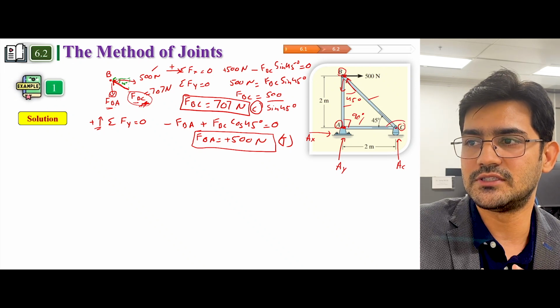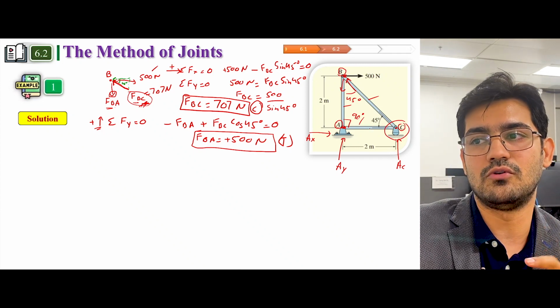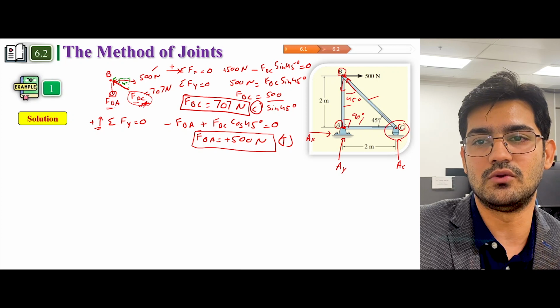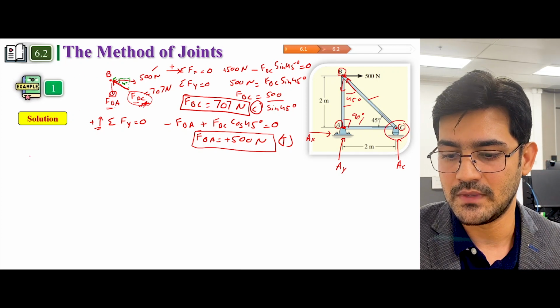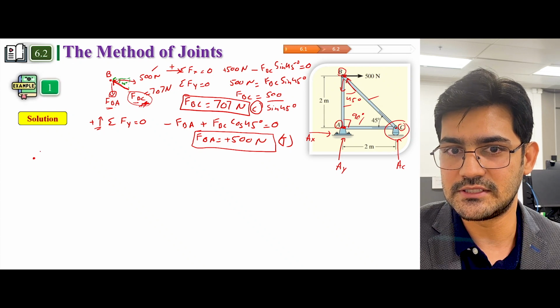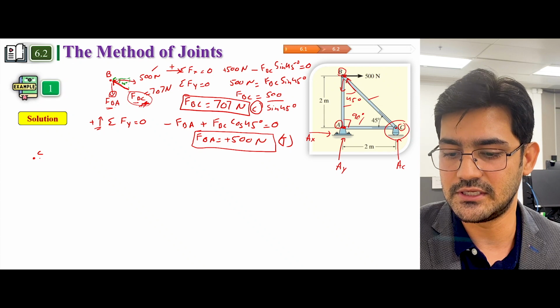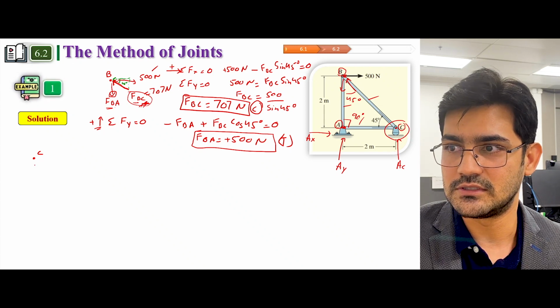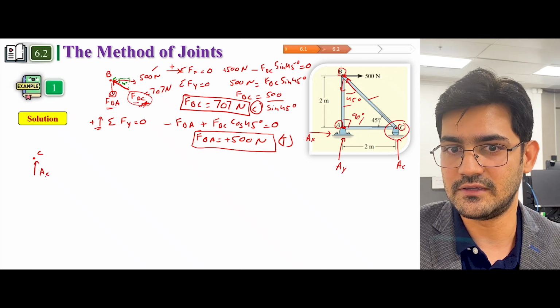To me, joint C looks a bit easier because here you only have one unknown, but if you go to joint A, you will have two unknowns. So let's just try to solve joint C. Let's say this is joint C, and how many forces are acting on joint C? You have one force, which is A of C. This is a reaction.